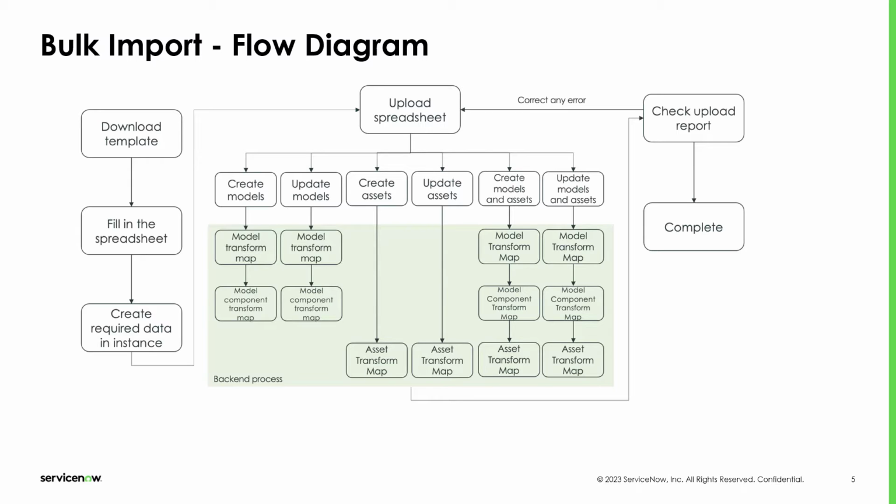Whereas if you're creating assets, it's only going to run the asset transform map. If you're creating both models and assets, it will first run the model transform, then the model component transform, and finally the asset transform map.